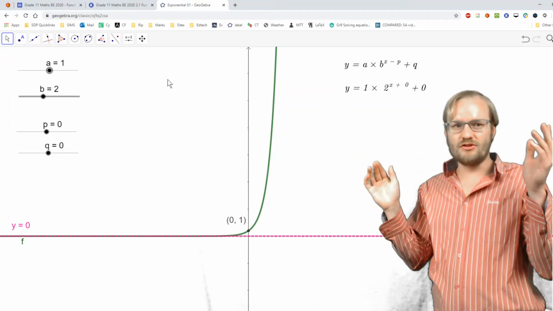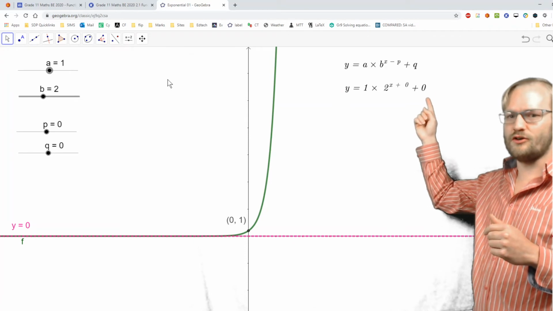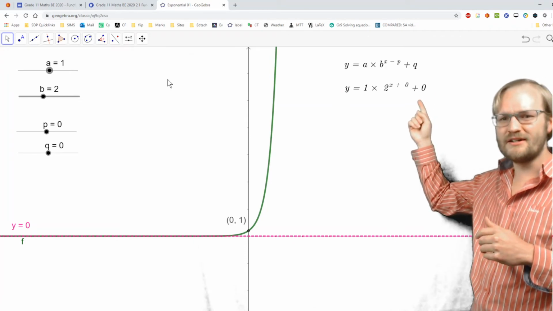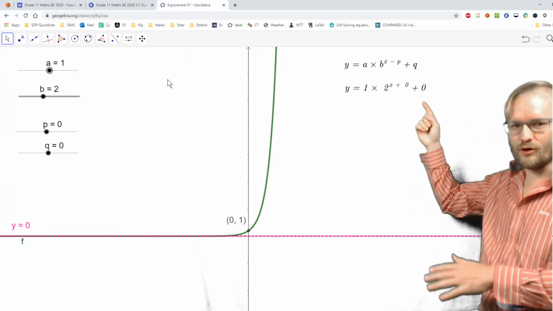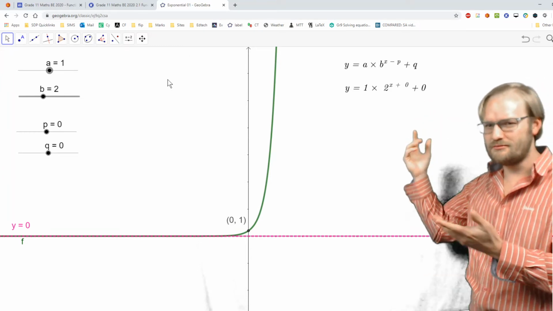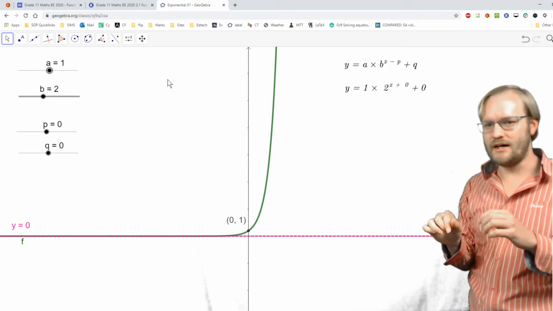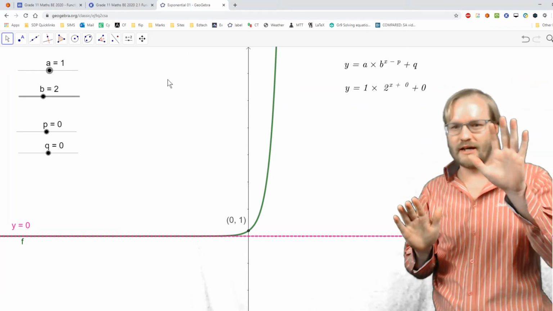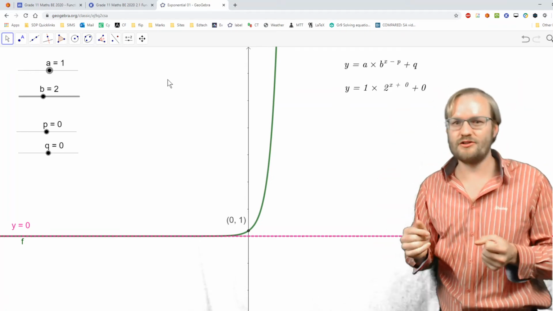And let's deal with q. The last bit here is q. What happens when we add a value at the end? We can add a positive or a negative. Well, we know from parabolas and hyperbolas what happens when we add. That's our vertical shift, or our vertical translation.